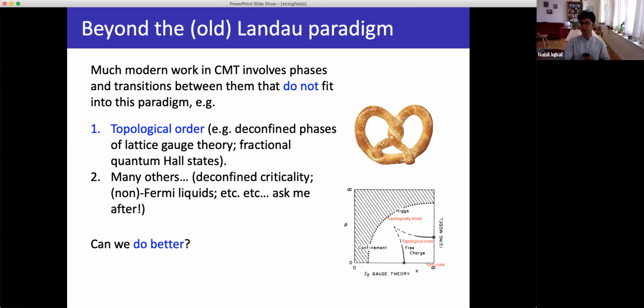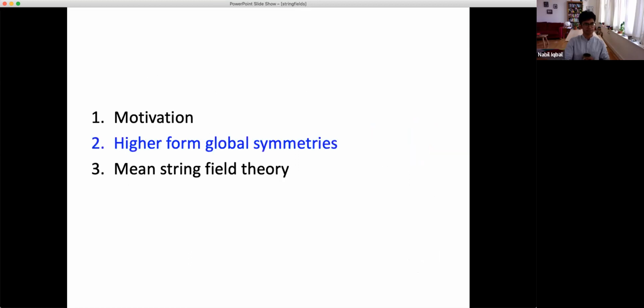Okay, great. So now moving on. So how do we do better? How do we enlarge the usual Landau paradigm? And the way to do that is through higher form global symmetries, which I will now tell you about.